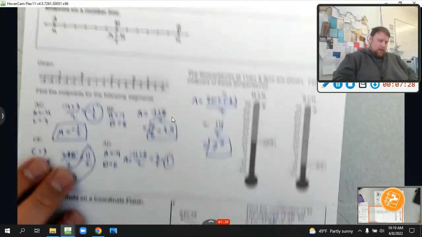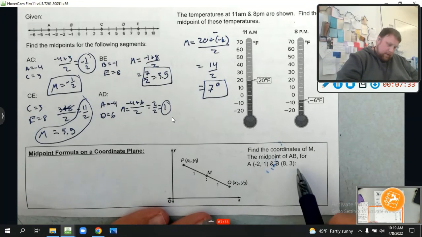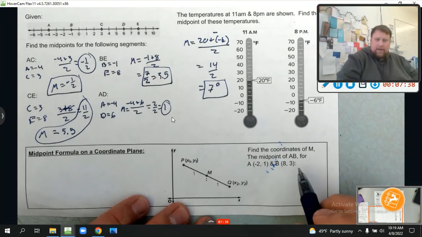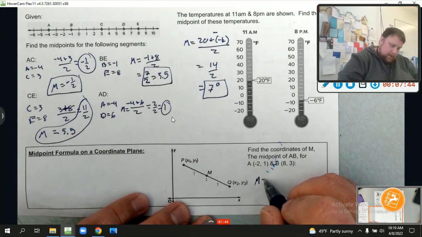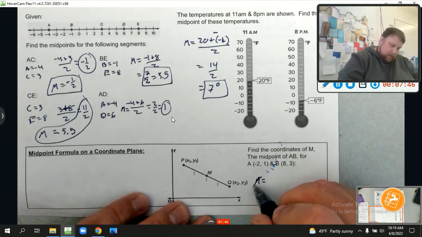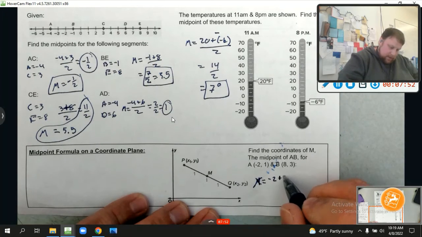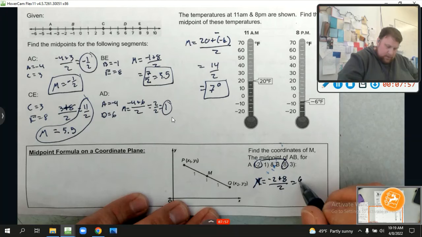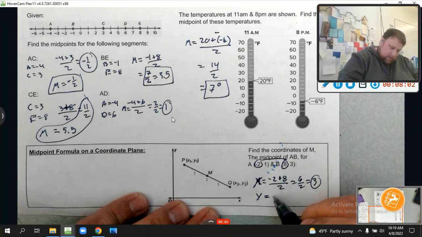So I'm assuming you wrote that all down. And it says right here we have an example. It says find the midpoint of AB for A equals negative 2, 1, and B equals 8, 3. I don't even need a drawing to do this because I'm just going to average my x values. So my midpoint is going to equal, let's start with my x. My x is going to equal negative 2 plus 8, right? I'm doing the negative 2 and the 8 all over 2, which is 6 over 2 or 3. Boom. And then my y is going to equal 1 plus 3 over 2, which equals 4 over 2 or 2.